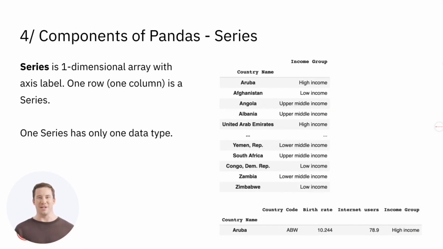The second type of data that you will see in Pandas is series. If data frame is two-dimensional, series is then one-dimensional. So what is series?